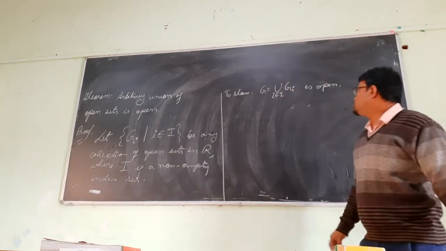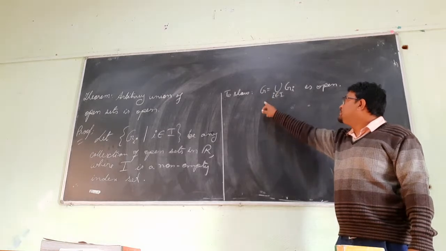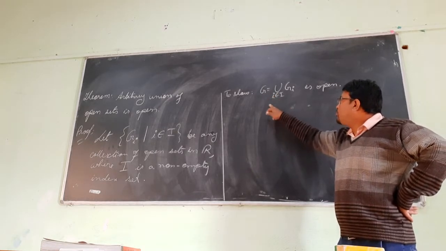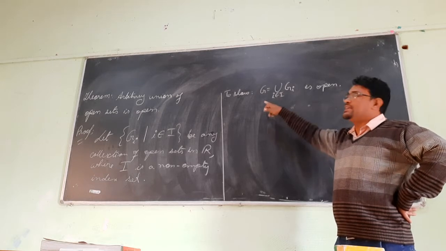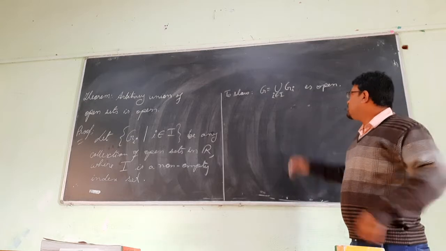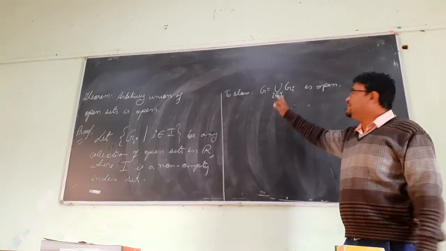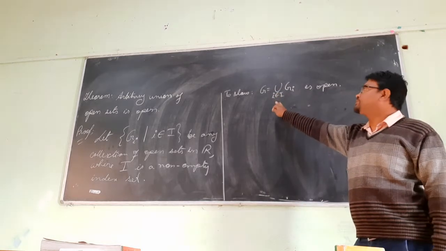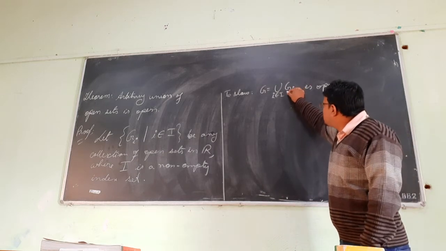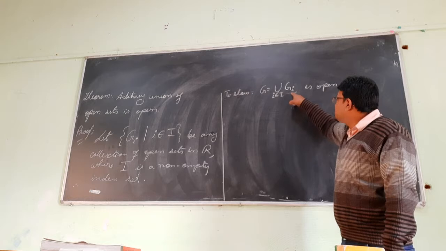So how to show it? An open set is either empty or, for each element inside that set, we will get an open interval which contains that element and is contained inside the set. These are the requirements for open sets. Either it is empty, it can be empty also. It will be empty if all the members are empty.